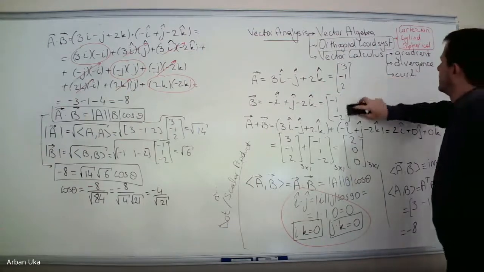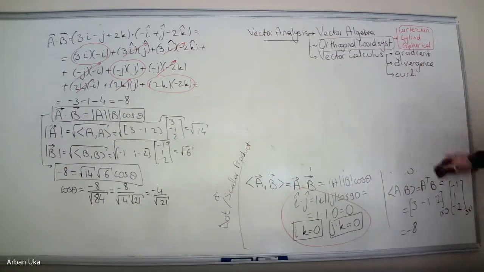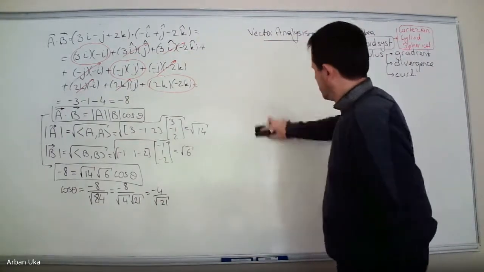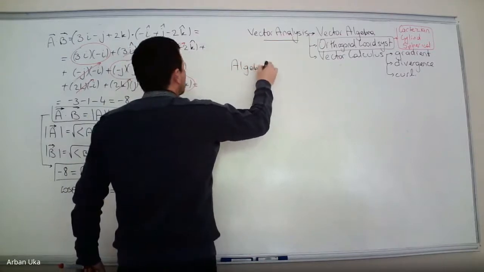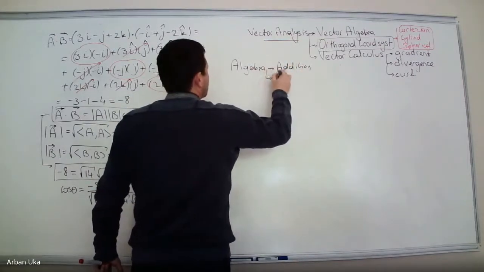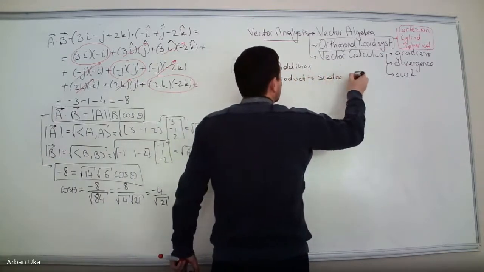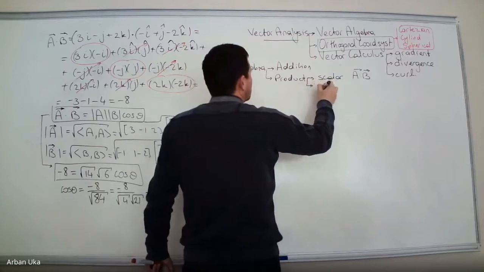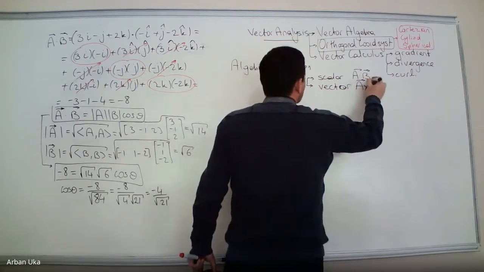So we did the addition, we did the inner product, the scalar product, or the dot product, which is denoted as A dot B. Now we can talk about the cross product. Now we find the vector product, and we denote this one as A cross B.